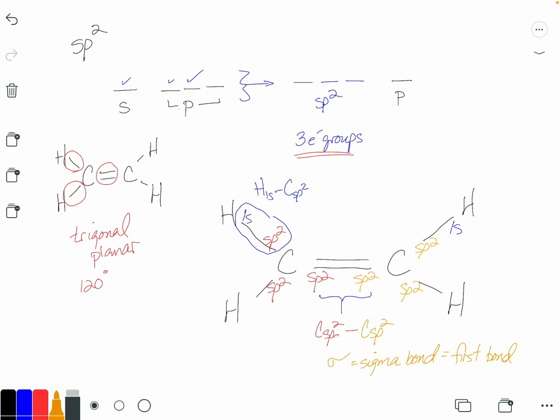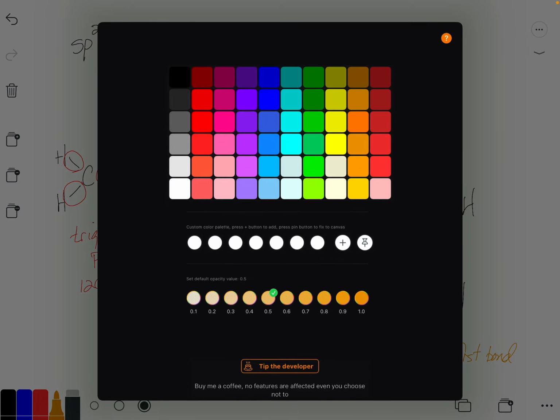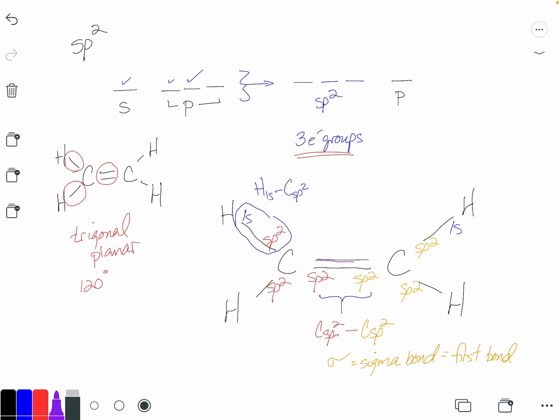What about the other one? Let's go with a crazy color on this next one. Let's go with purple. So what about this bond here, this other bond, the second bond? How is that thing being formed? Well, we've already used our 3 sp2 hybrid orbitals. This is an overlap of that p orbital from each atom, that one that we left over from each carbon. And so that second bond is a result of a carbon 2p overlapping with the other carbon's 2p orbital. And this second bond is what's called a pi bond.